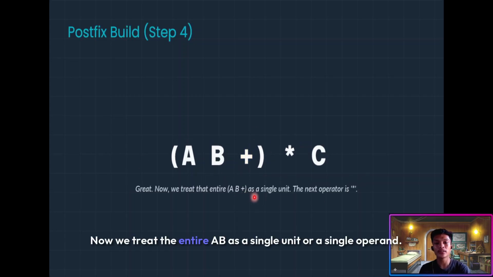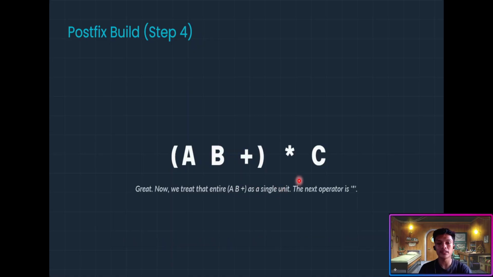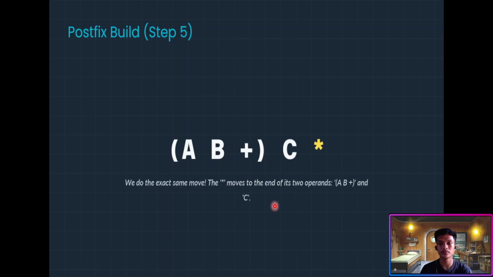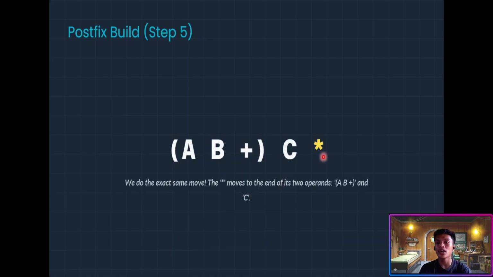Now we treat the entire A B plus as a single unit, a single operand. The next operator we have to deal with is the times sign. Our 2 operands are A B plus and C. And we do the exact same move. The times operator moves to the postfix position, which is at the very end of its 2 operands. The final postfix expression is A B plus C times.